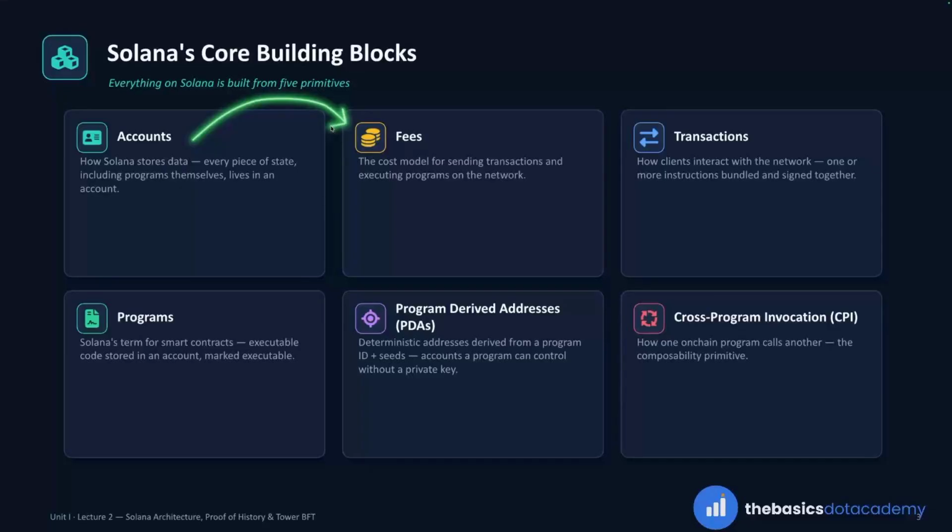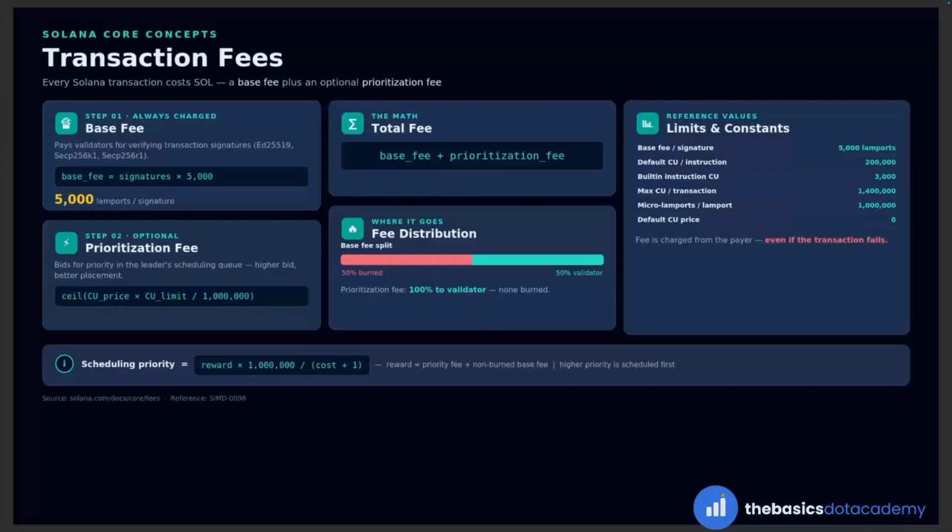Then after accounts, we have fees. So in Solana, there are two kinds of fees. First is the base fee, which is capped at 5,000 lamports. And second is the priority fee. Imagine the priority fee to be a tip if you want your transaction to get included in a block as quickly as possible. Let us have a quick look into transaction fees in Solana.